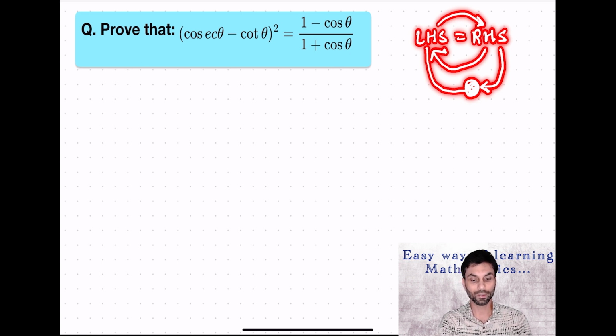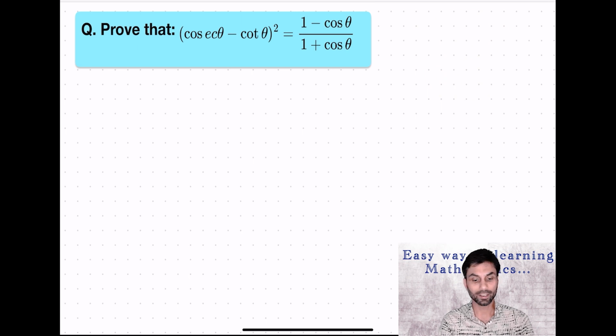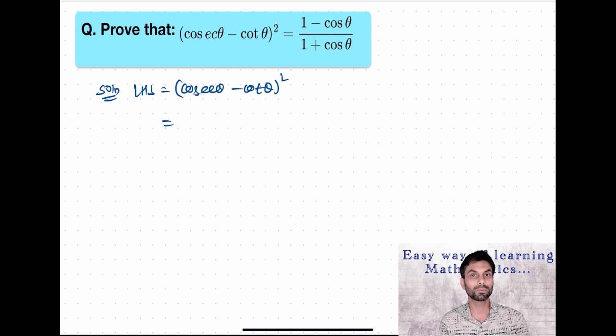So let's start with this question, where we have to prove that (cosec theta minus cot theta) whole square equals 1 minus cos theta upon 1 plus cos theta. We'll take LHS, which is (cosec theta minus cot theta) whole square. Now, while proving such type of question, always keep in mind what you have to prove and in what trigonometric ratio term we have to prove. As we can see here, we have to prove in terms of cos theta.